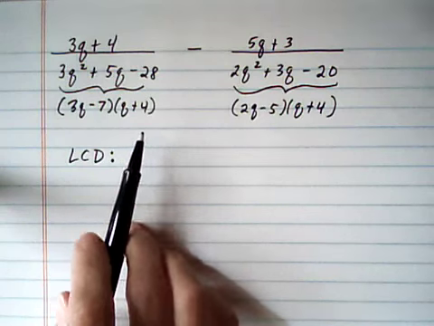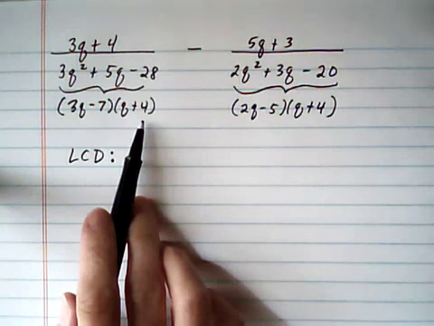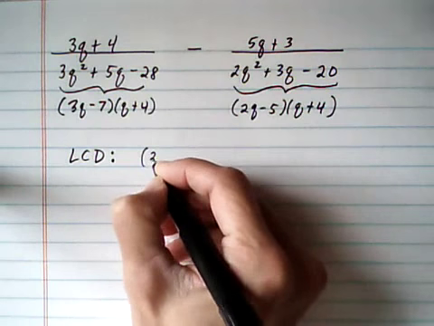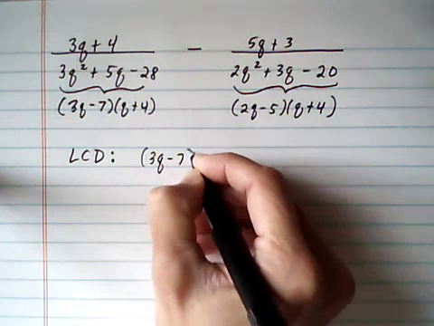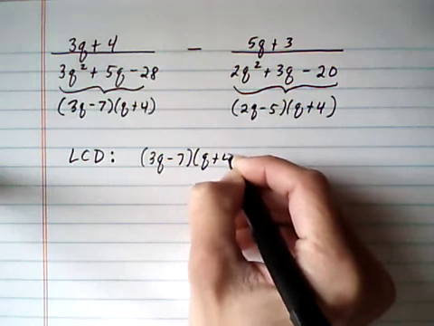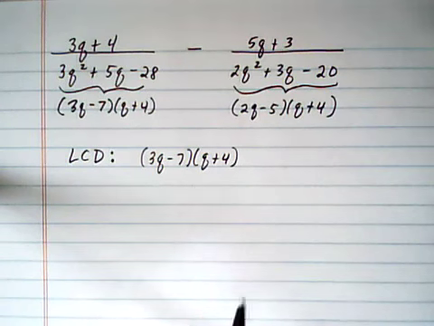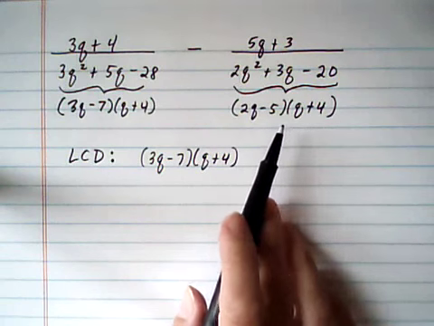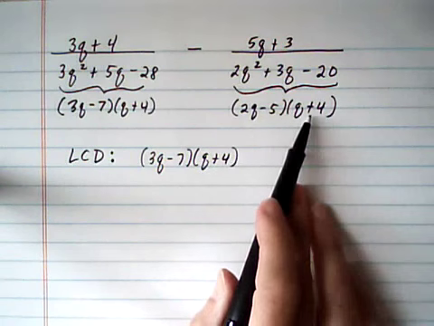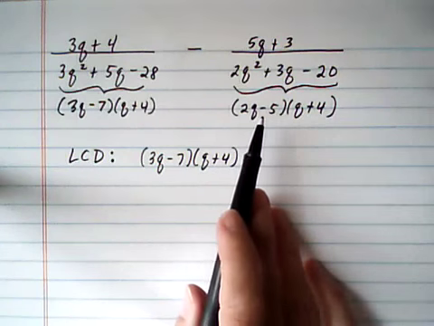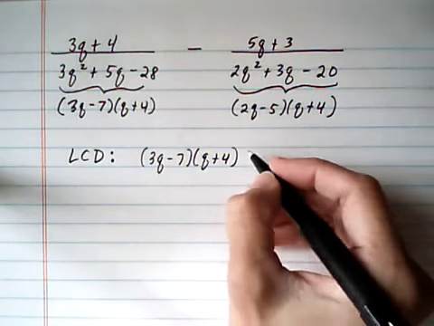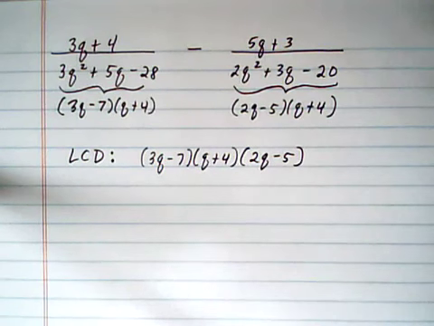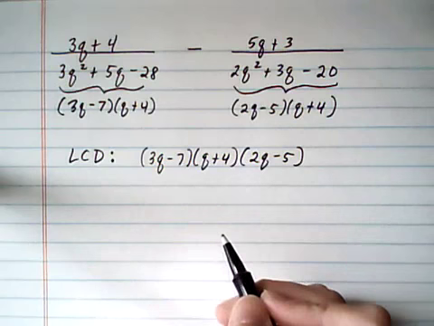Alright, now that we have it factored, we can figure out the pieces for the LCD. What I usually do is take the entire first denominator, take both factors, 3q minus 7 and q plus 4, and then I look at the next denominator, and I take any piece or factor that's missing. Right now, it looks like I've already got the q plus 4, so I don't need to take it again. I do not have the 2q minus 5 yet, so that gets factored in here. 2q minus 5. And that would be our entire LCD.